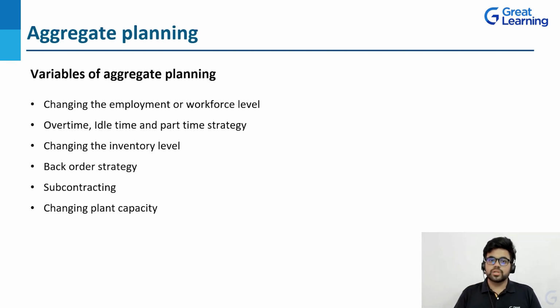You're not utilizing that particular component, but you still have to pay for its servicing. So these were the variables of aggregate planning.